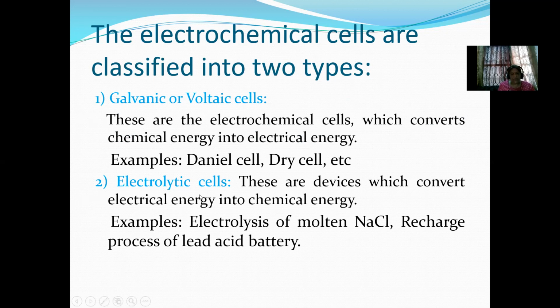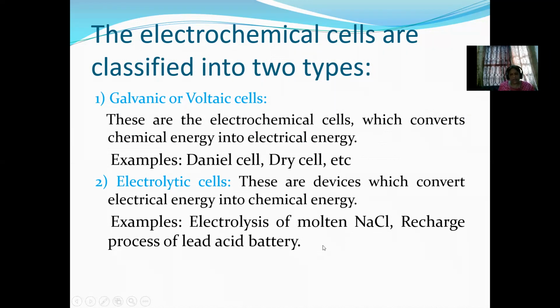And the second kind of electrochemical cells are the electrolytic cells. In this kind of cell, we convert electrical energy into chemical energy. That means electricity is applied to bring about a chemical change. For example, the most widely used electrolytic cells do electrolysis, such as electrolysis of molten salts.